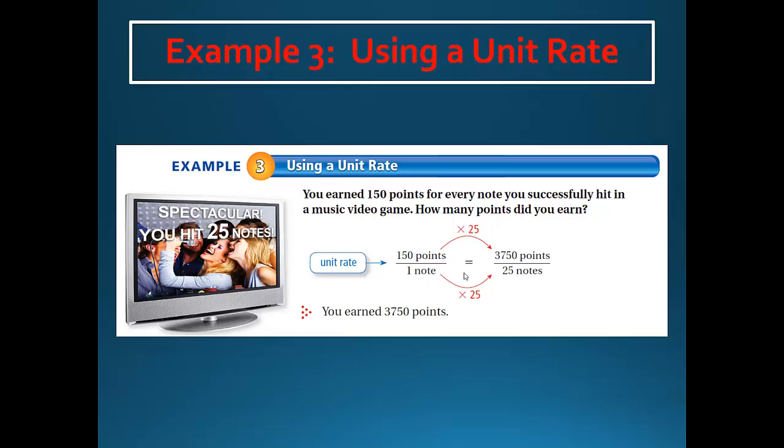So in the denominator, we will have 25 notes. If we started out with 1 note and now we have 25 notes, we multiplied by 25. So we'll also have to multiply the numerator by 25. 150 times 25 is 3,750. So it would be 3,750 points.